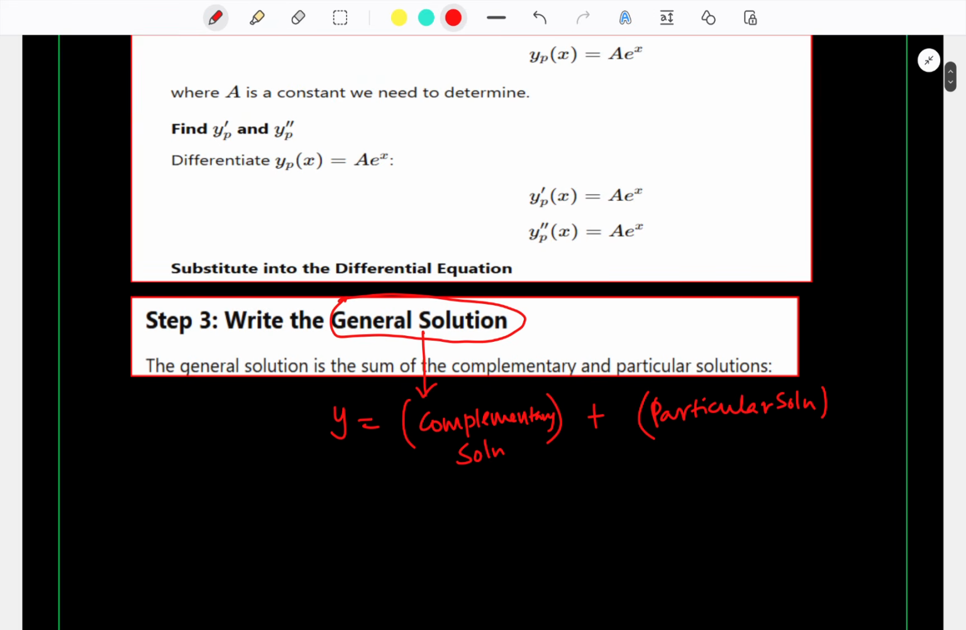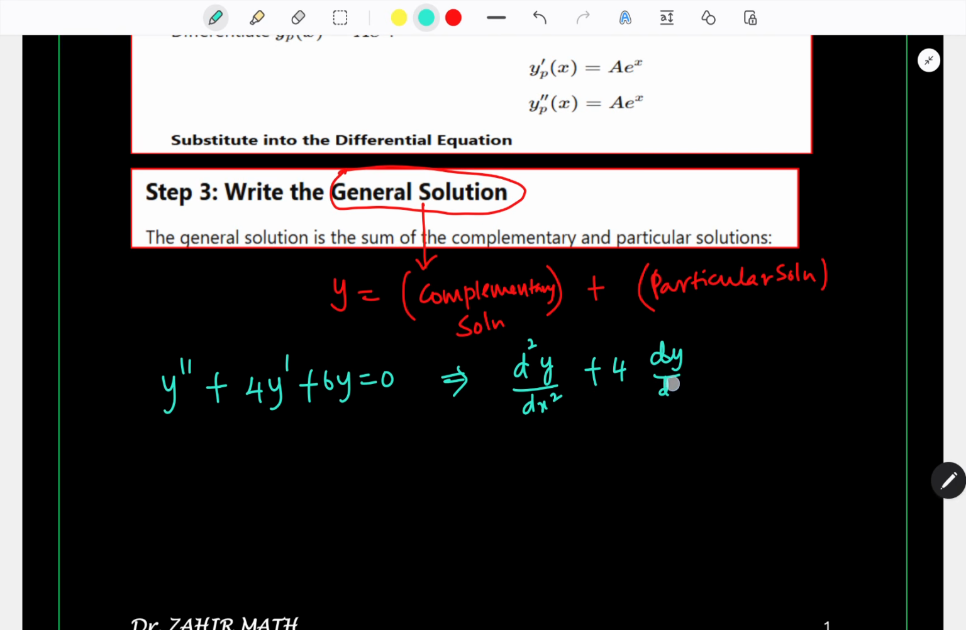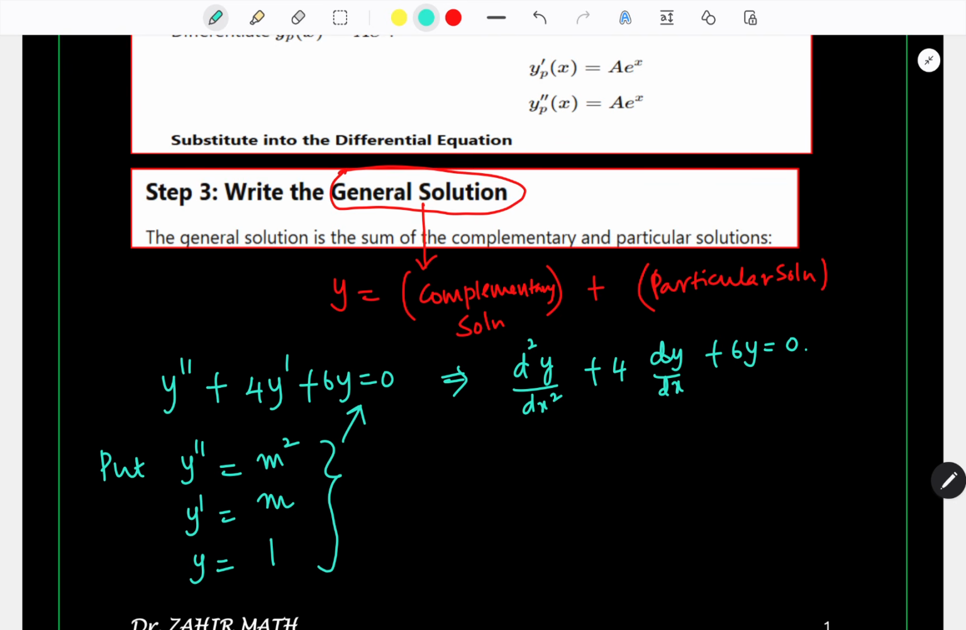So for the first step, the complementary solution, we need to follow some steps. The given differential equation in the class or in the exam will be second order. For example, y double dash plus 4y dash plus 6y equal to 0, something like d square y by dx square plus 4 times dy by dx plus 6 times y equal to 0. As a rule, put y double dash equal to m square, y dash equal to m, and y equal to 1. If I put these into this equation, it will be m square plus 4m plus 6 equal to 0. This I'm giving as an example.